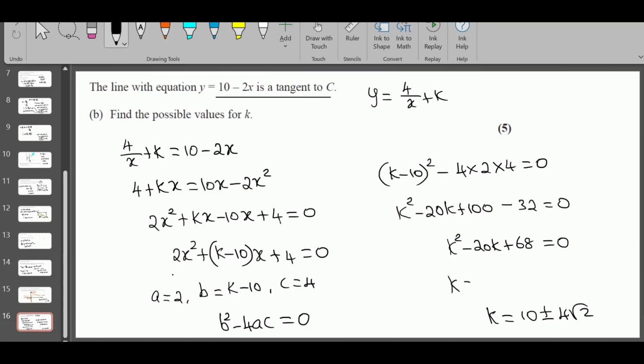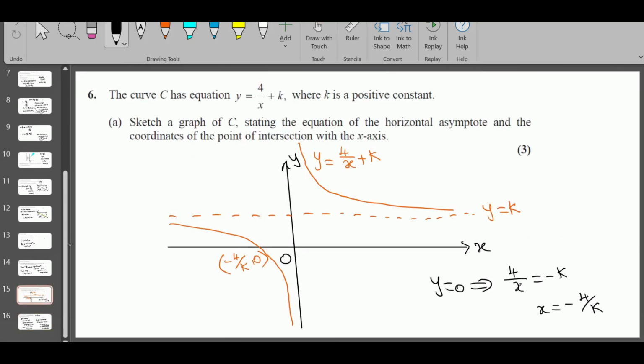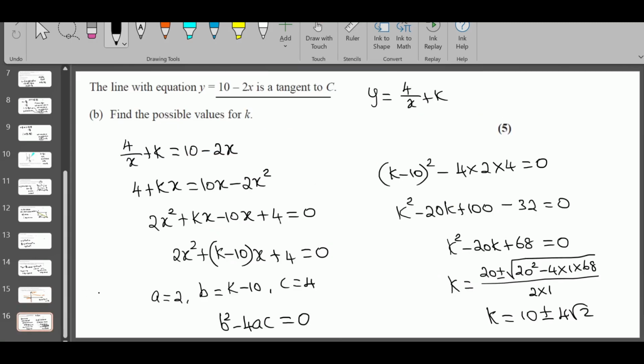So write a step here. Minus b plus or minus square root of b square minus 4ac over 2a. So they want the possible values of k. So here we got 2 values. But again, here it says k is positive. Do not ignore that.